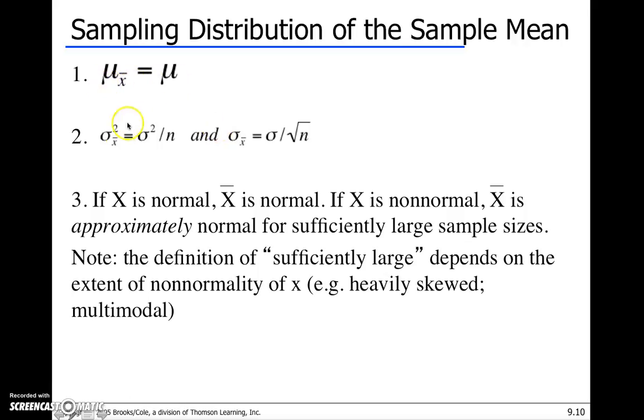In summary, mu of x bar equals mu, and sigma squared of x bar is sigma squared over n. The variance of x bar is equal to the population variance divided by n. And the standard error, the standard deviation of x bar, is equal to sigma over the square root of n. Third, if x is normal, x bar is normal. If x is non-normal, x bar is approximately normal for sufficiently large sample sizes. Note, the definition of sufficiently large depends on the extent of non-normality of x, for example heavily skewed or multimodal.